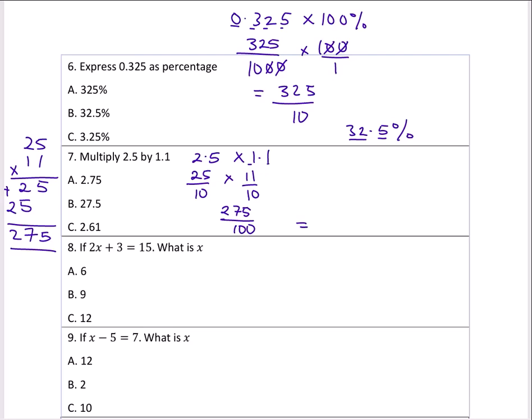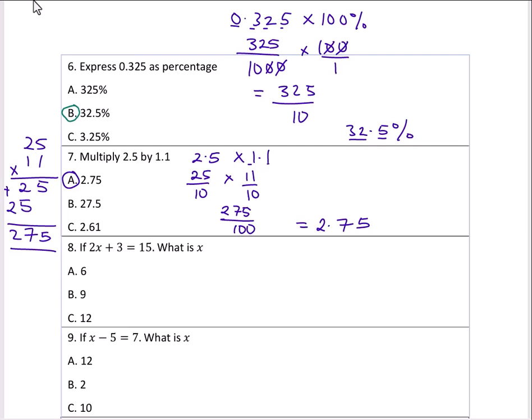Now, why I convert decimals to fractions before multiplying them is that it's easier to multiply fractions. So we are going to move the decimal place backward. So 1, 2, that gives us 2.75, and that's option A. Okay, I didn't identify the answer to the previous question, and that is B. So let's solve the next question.